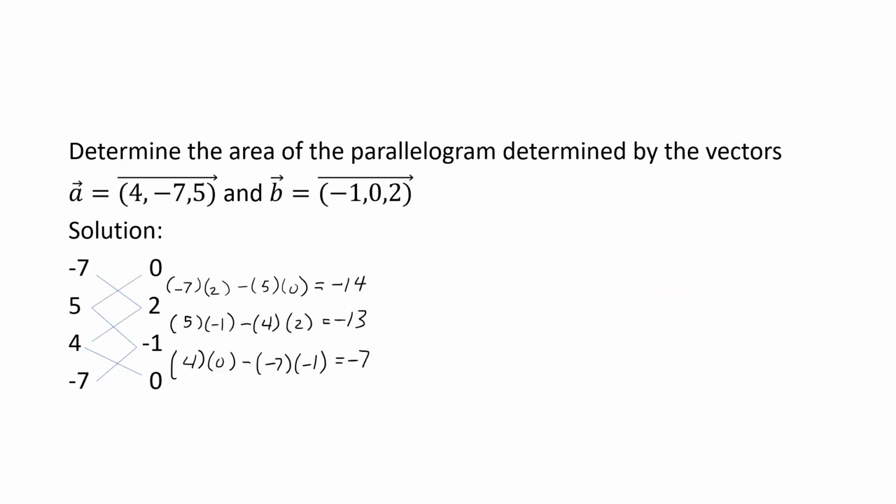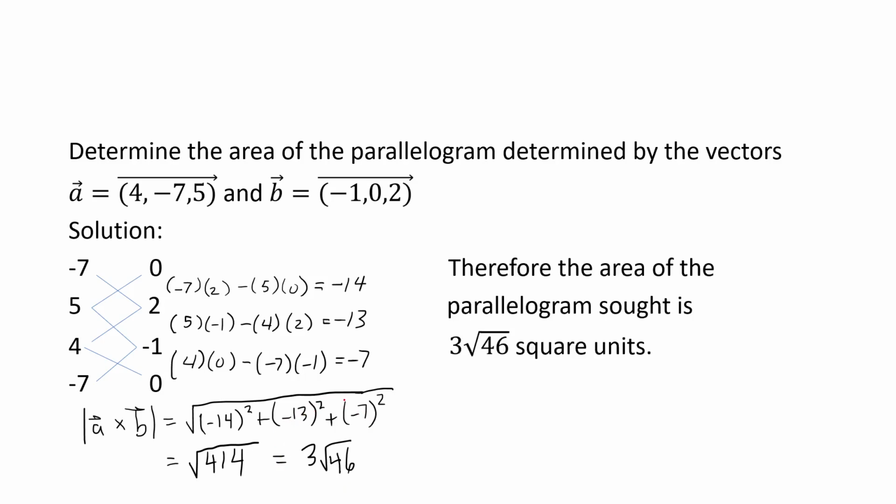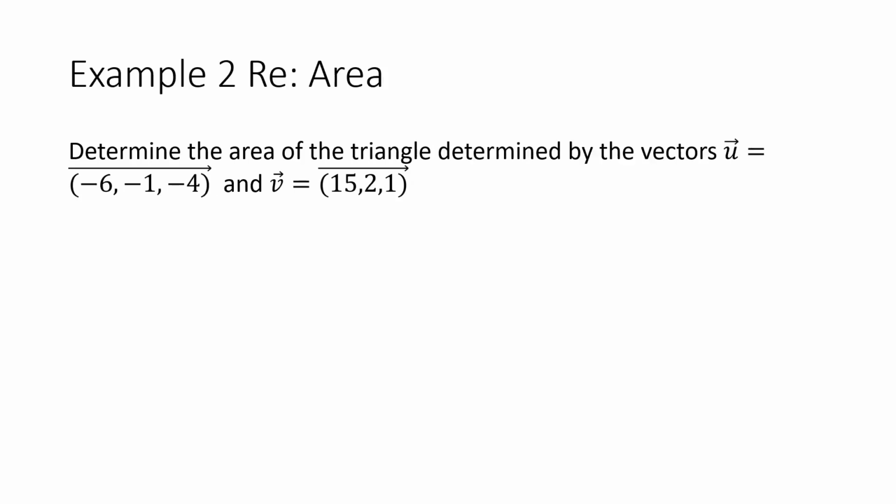All we do is determine the cross product of A and B. The cross product of A and B will be -14, -13, -7. And then we simply determine the magnitude of that. So it's the square root of -14 quantity squared plus -13 quantity squared plus -7 quantity squared. In other words, it's the square root of 414 or 3 root 46. So the area of the parallelogram described in this question is 3 root 46 square units.